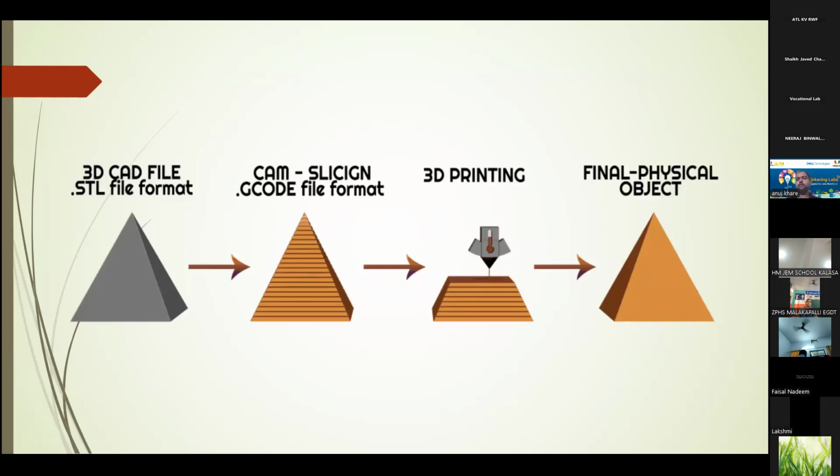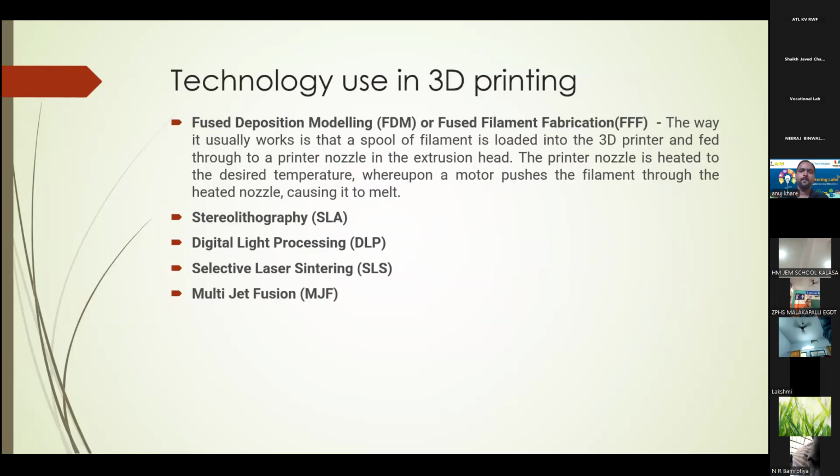So till now, we have converted the design to STL, then converted it into G code. Now we are coming to the printing part. A 3D printer does not depend on a single technology; there are multiple technologies. In all ATL schools there is the same technology printer, which is FDM or FFF. The full form is fused deposition modeling, or fused filament fabrication.